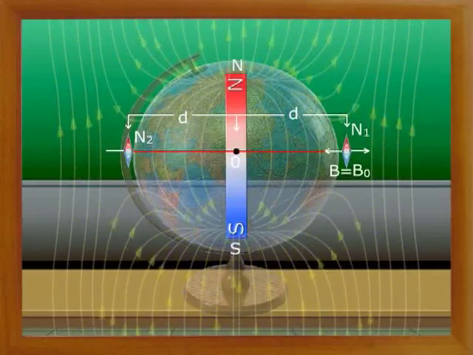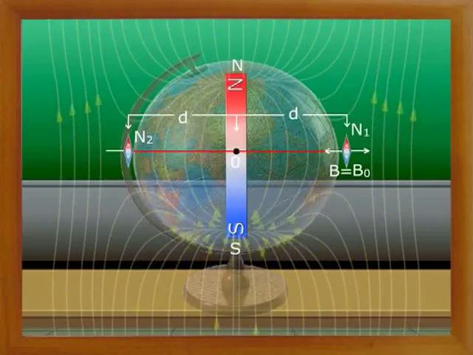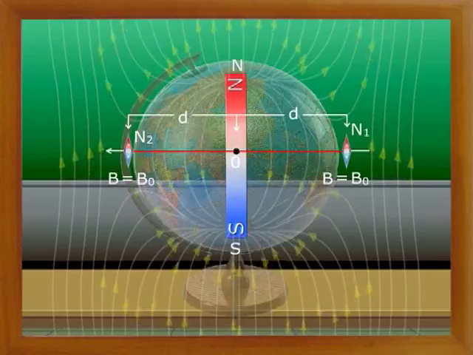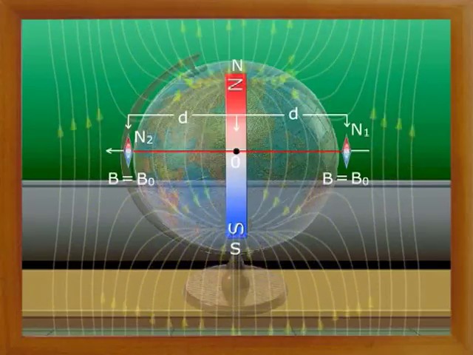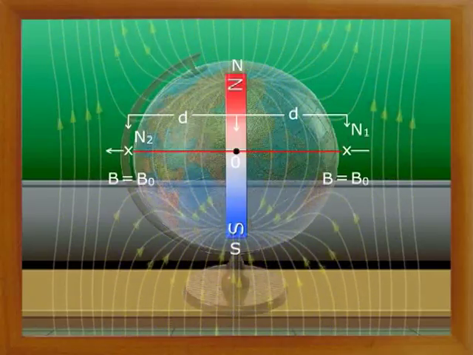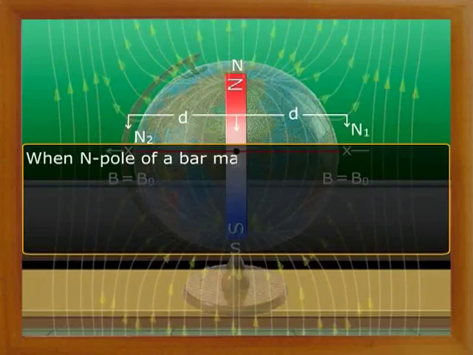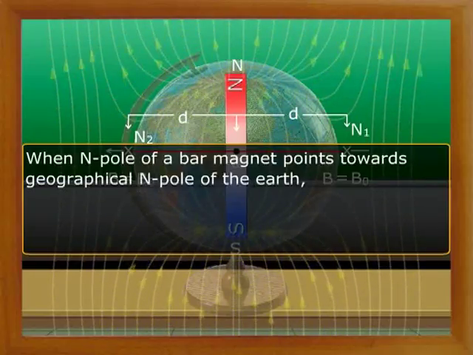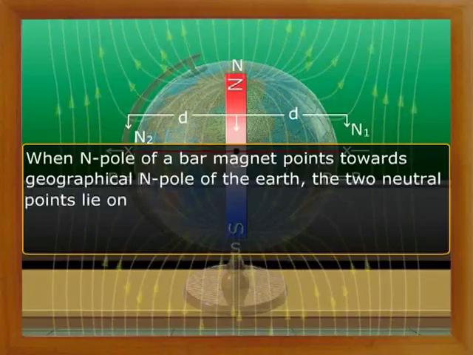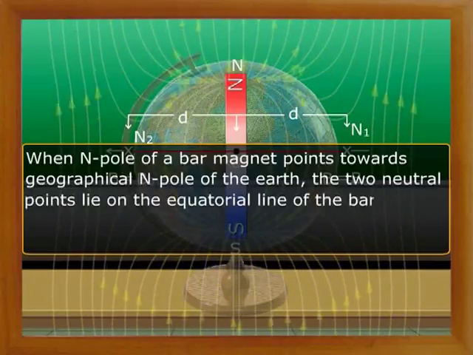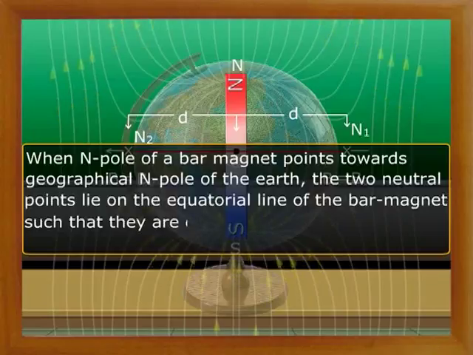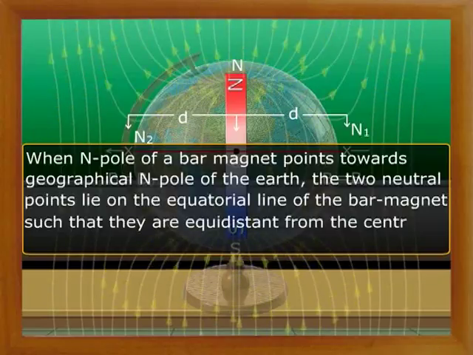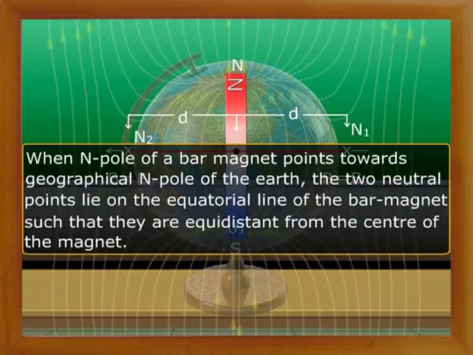These N1 and N2 fall on the equatorial line of the bar magnet where B is equal to B0, as shown here by the symbol X. When the north pole of a bar magnet points towards the geographical north pole of the earth, the two neutral points lie on the equatorial line of the bar magnet such that they are equidistant from the center of the magnet.